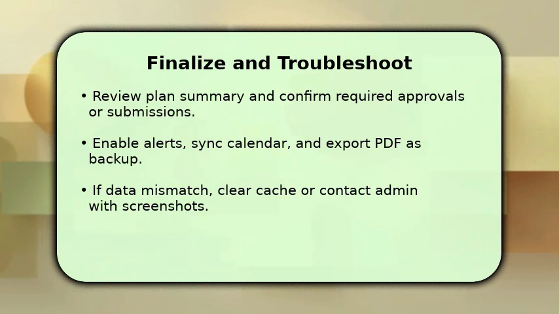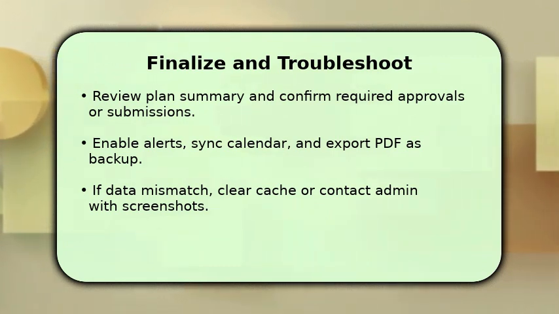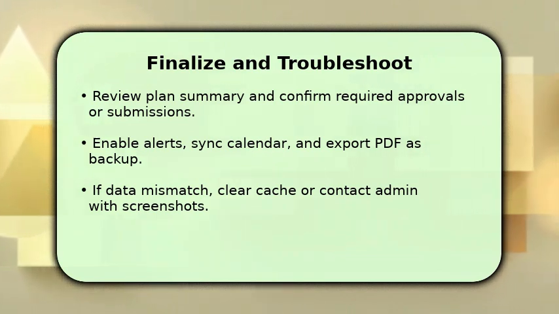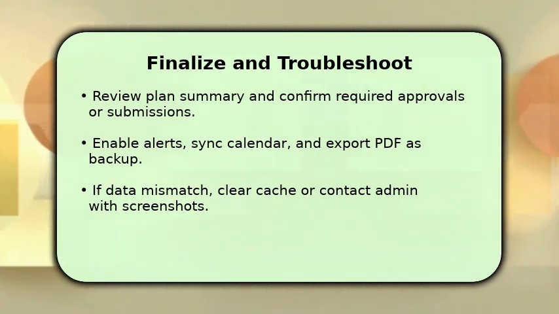You finish by reviewing the plan summary and confirming any approvals or submissions needed. This locks your intent into the system. Then enable alerts, sync the dashboard with your calendar, and export a PDF backup so nothing is lost. Make sure linked courses and credits match your advisor's records before relying on automated progress. If things go wrong, fields not saving or totals off, clear your browser cache and retry, and if the issue persists, contact admin with screenshots for a quick fix.